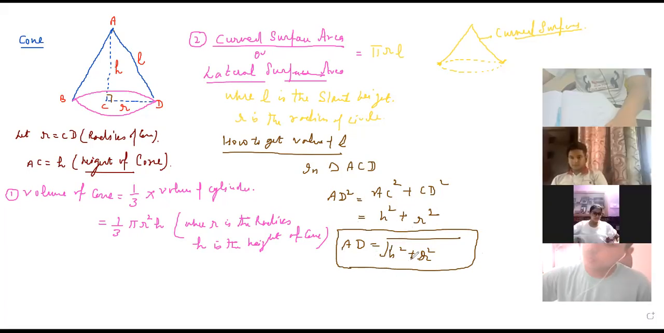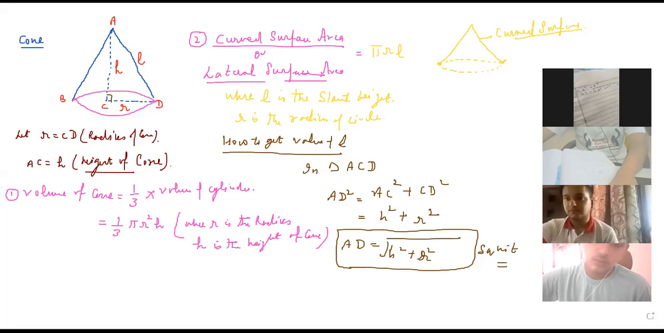H square plus R square square units, because this is again the area, although it is a curved surface area, but this is again the area. So note it down, then we will move to total surface area.